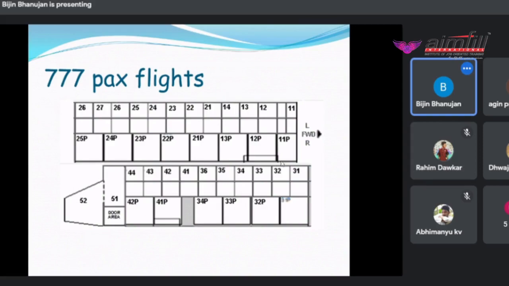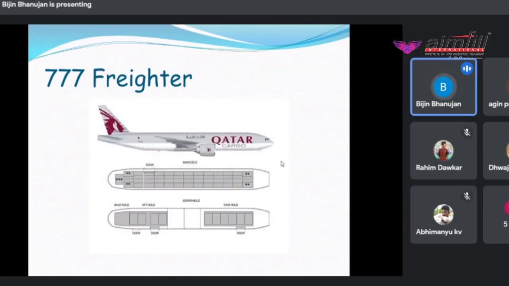In this type, it's similar to the 777 PAX flights, but you will have cargo in the main deck. In passenger flights, you will have cargo in the lower deck. In a freighter, that is in cargo flights, you will have cargo both on the lower deck and also on the main deck.